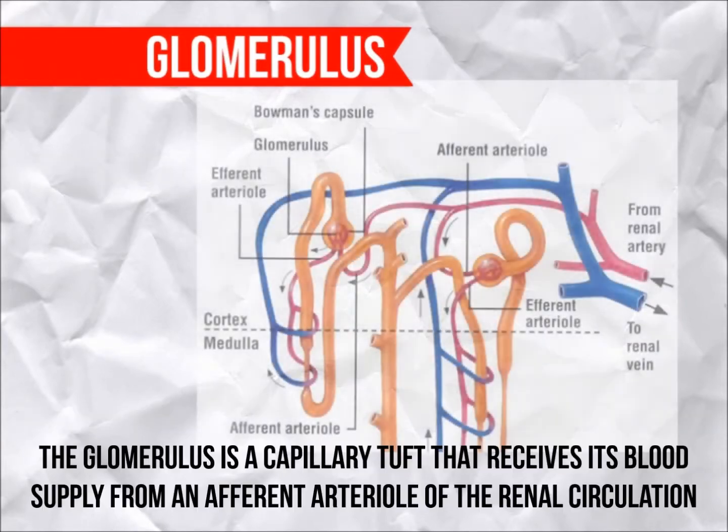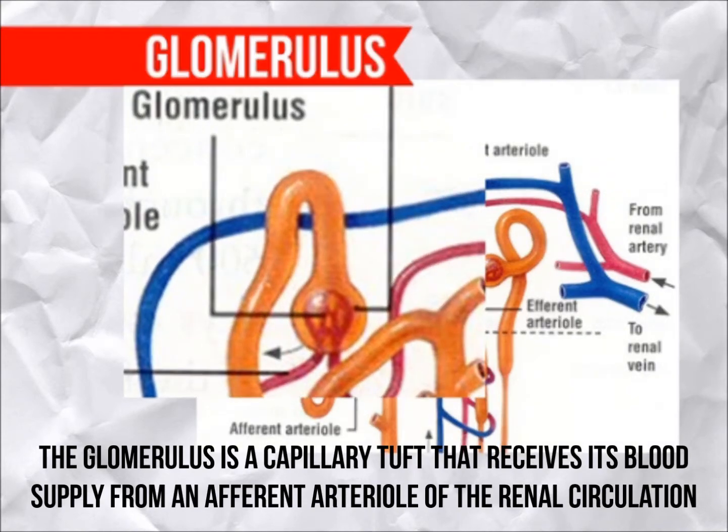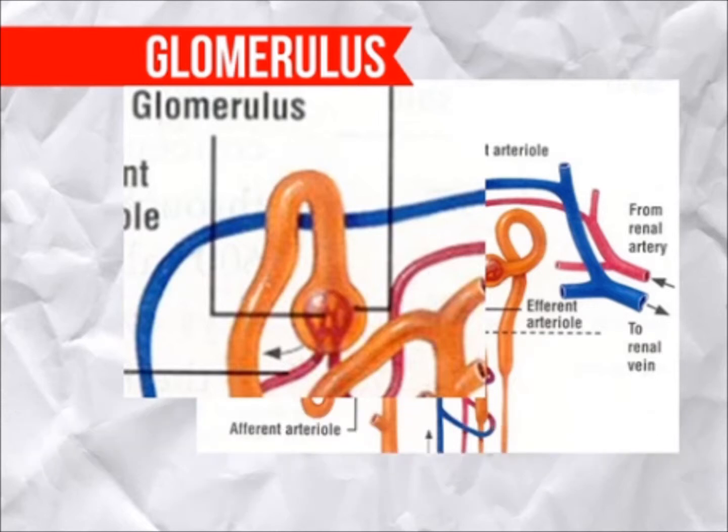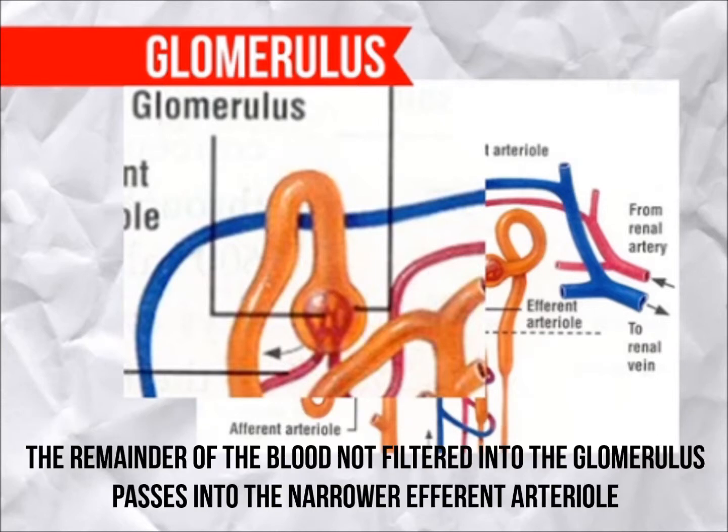Glomerulus. The glomerulus is a capillary tuft that receives its blood supply from an afferent arteriole of the renal circulation. The glomerular blood pressure provides the driving force for fluid and solutes to be filtered out of the blood and into the space made by Bowman's capsule. The remainder of the blood not filtered into the glomerulus passes into the narrower efferent arteriole.